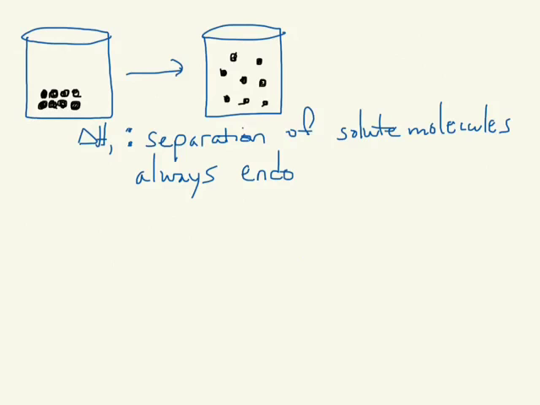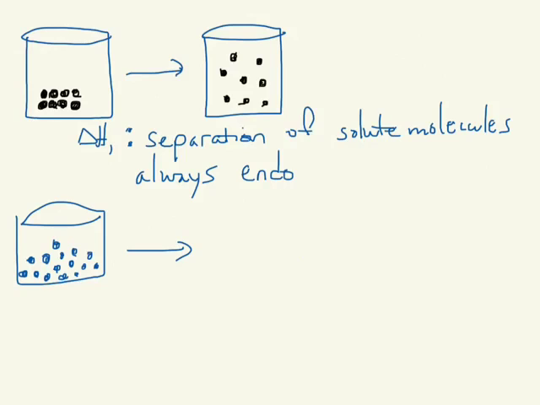Now the other thing we have to separate is the solvent. So let's say here we have our solvent. If I'm going to make it water, I'll make them blue. So here's my liquid. Liquid molecules are relatively close together. They're spread all over the place. If the solvent is going to dissolve the solute, it has to make room for it. They have to spread out.